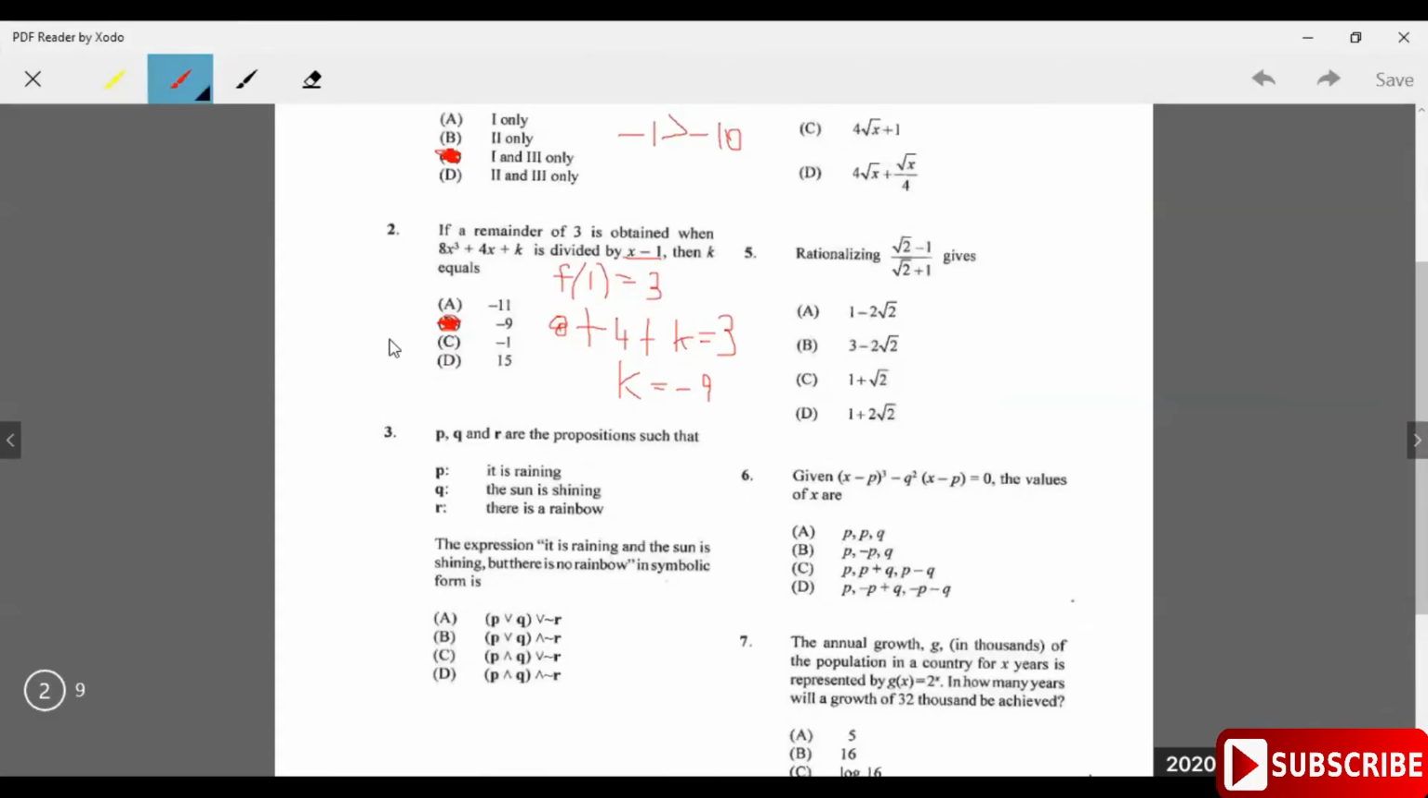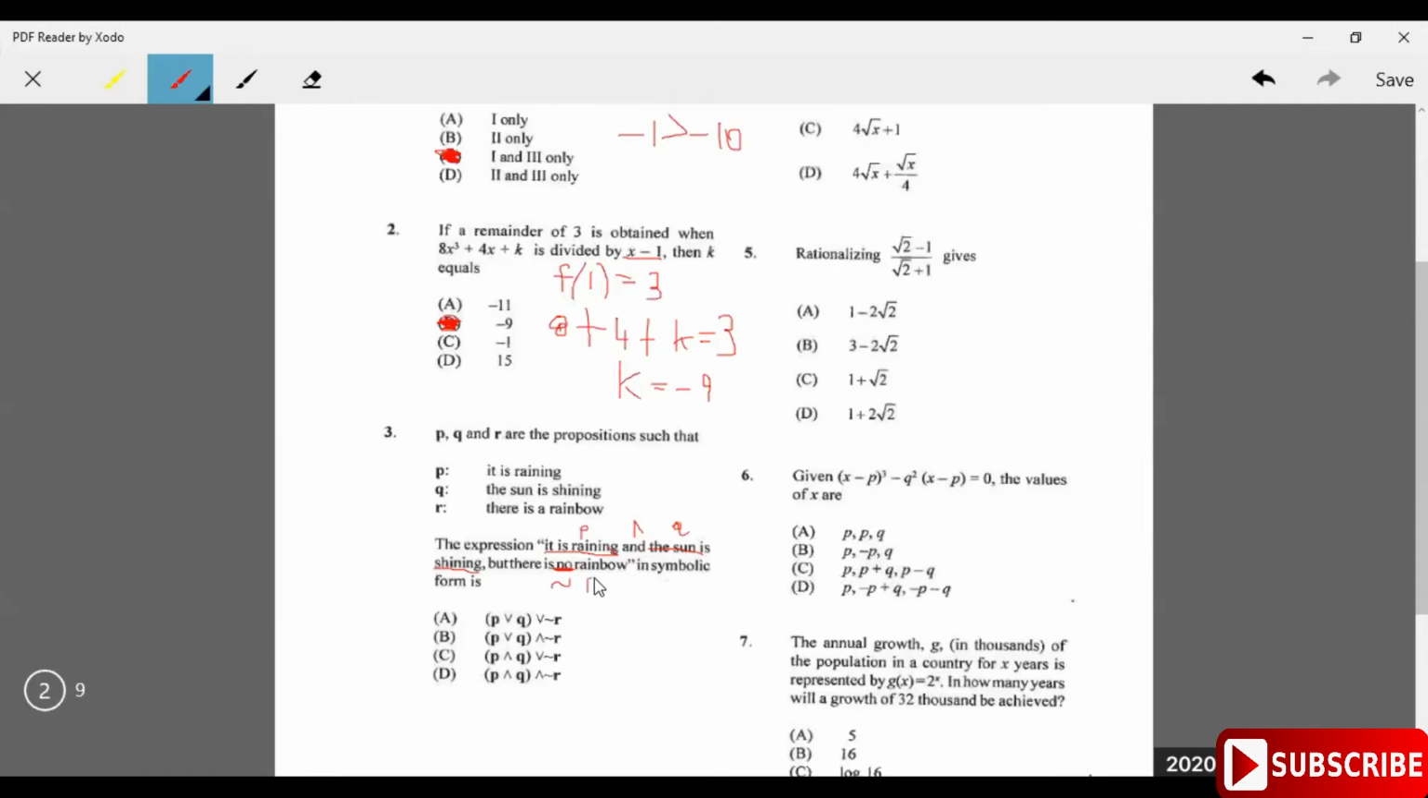Now question 3. It says the expression, it is raining. Now I'm going to underline it is raining. It is raining is P. This right here is and. So P and the sun is shining. The sun is shining, that's option Q. So P and Q. And it says, but there is no rainbow. So this no stands for not. So that's a negation.